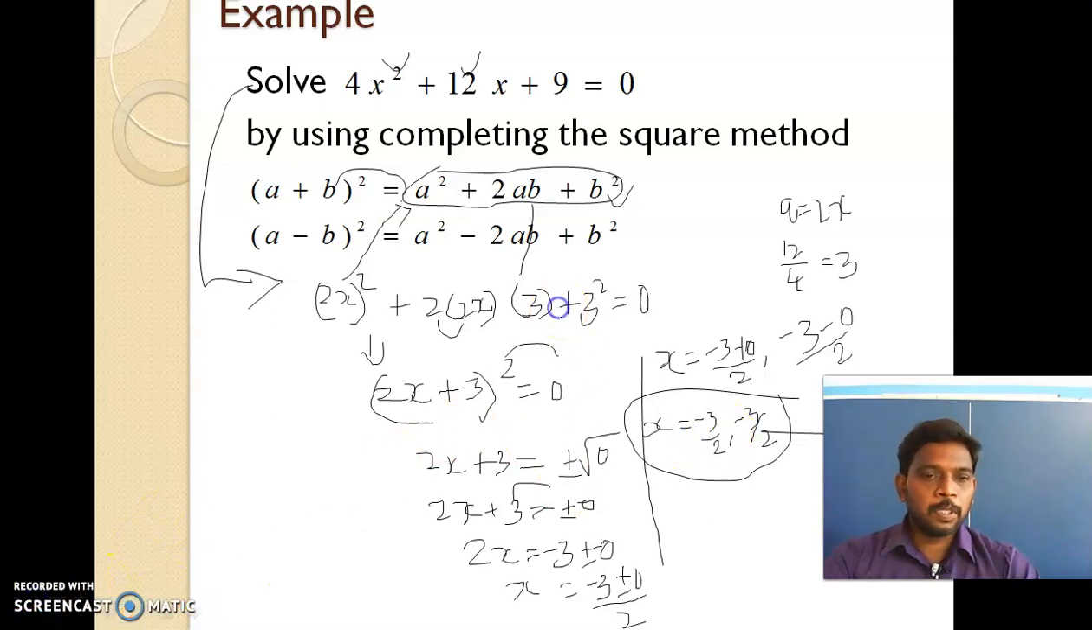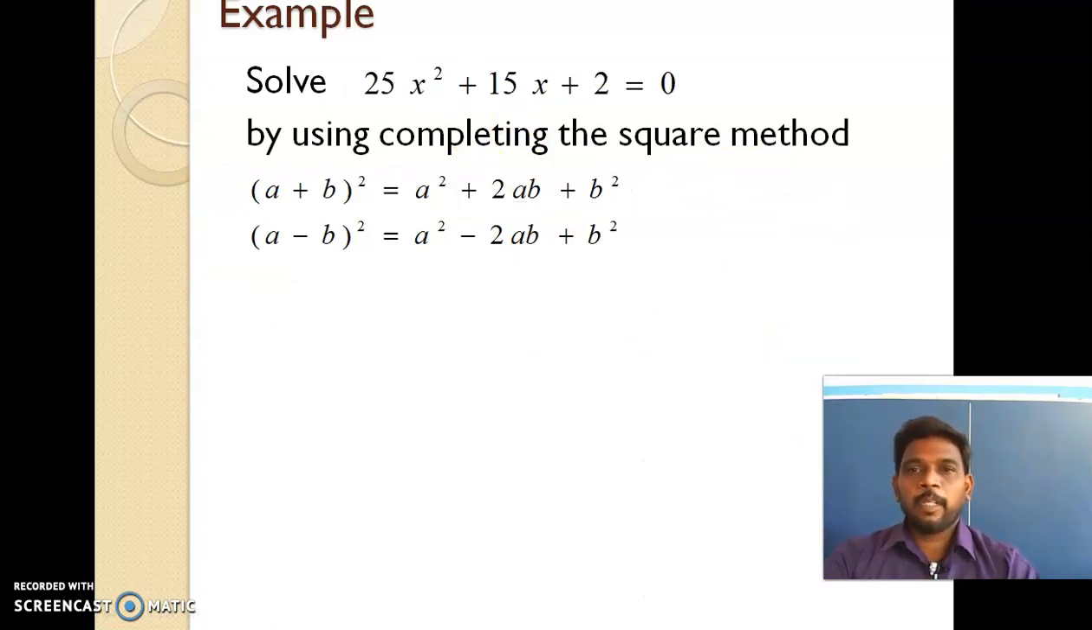So this is the procedure to find out the zeros or the roots of the quadratic equation using complete the square method. Okay, so minus 3 by 2 is the root of this equation. And look at the next example.